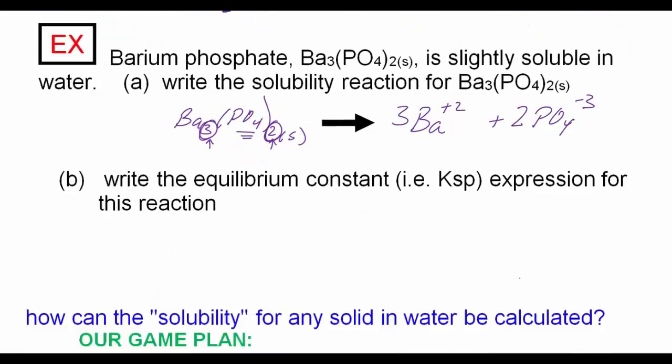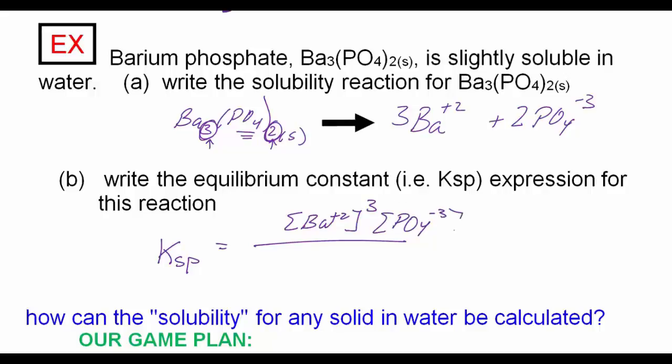Write the equilibrium constant, the KSP expression for the reaction. So products over reactants. KSP equals products over reactants. So that barium concentration has to be cubed. Phosphate has to be squared, all over 1, because it's a solid.